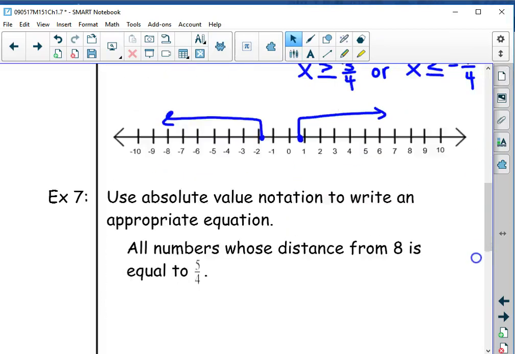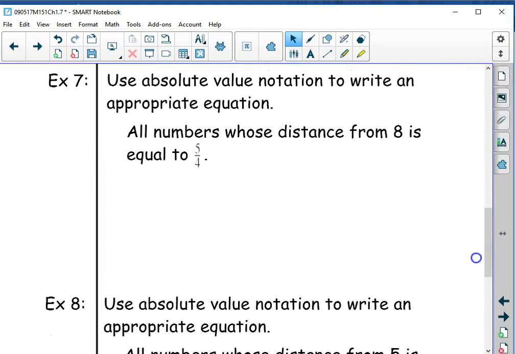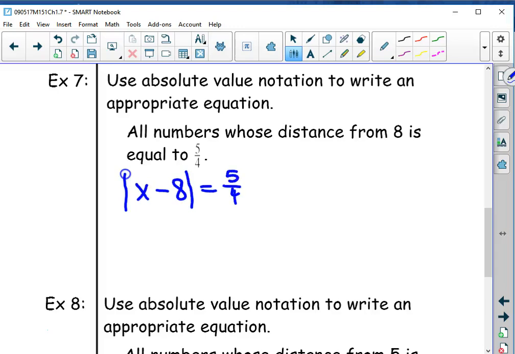Last couple of examples, we're going to use absolute value notation to write an appropriate equation. All numbers whose distance from 8 is equal to 5/4. Okay, so distance means we're going to do some subtraction inside absolute value. So we want distance from 8 is equal to 5/4. So the absolute value of x minus 8 is equal to 5/4. So if it's a negative, that absolute value will make it positive.